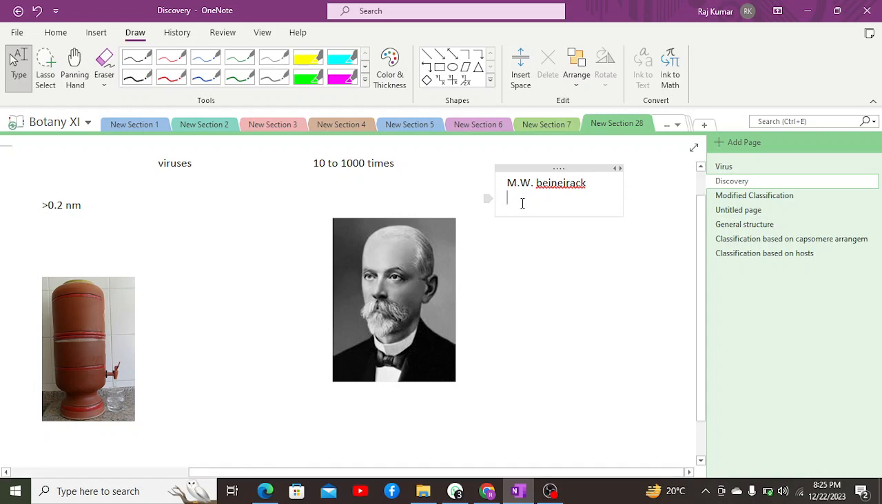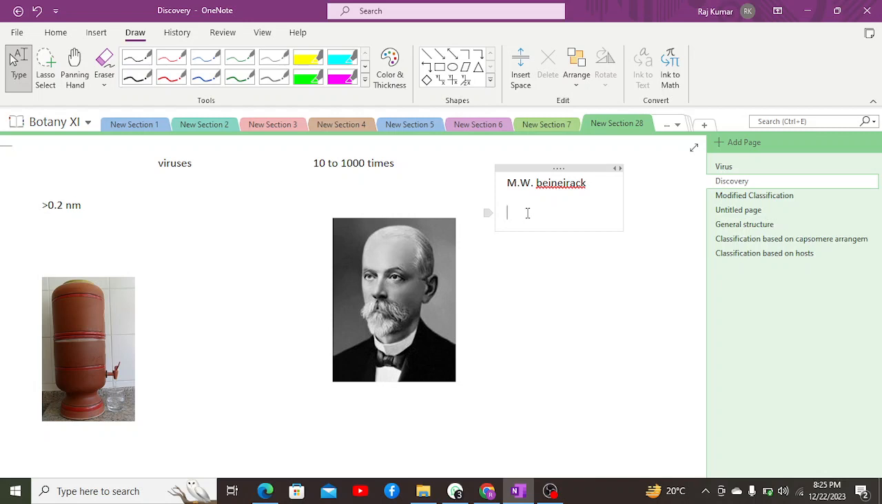Bejnirak, something like that. I'm not sure about the real spelling. You can search it on Google. Bejnirek basically did the same experiment which was conducted by Ivanovsky, but that time when he took the filtrate, he applied the filtrate over healthy leaves, due to which the healthy leaves were infected.